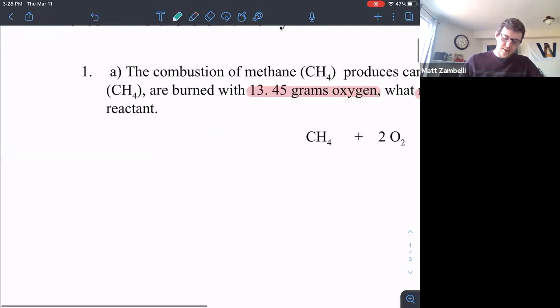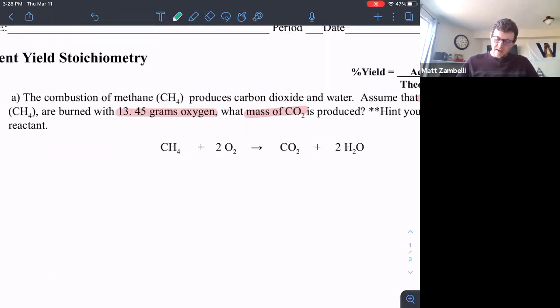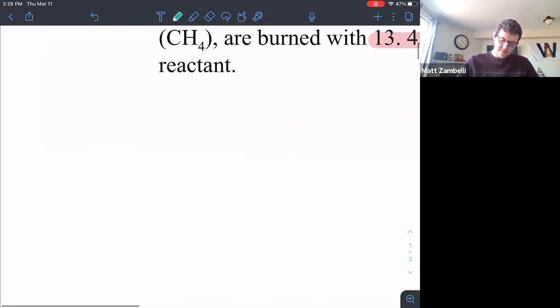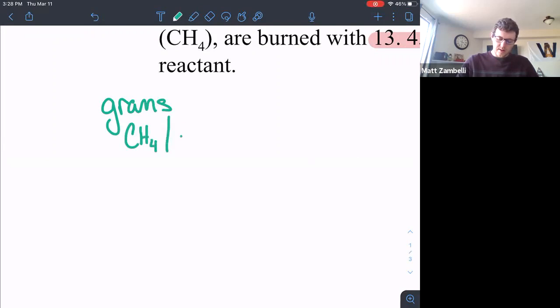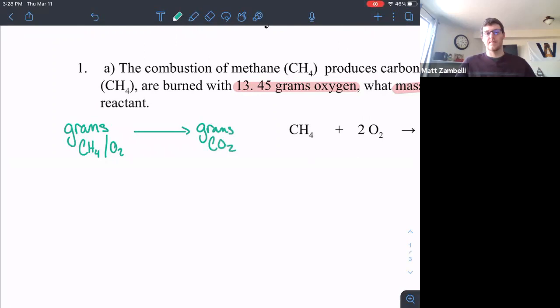If we were trying to write out what steps we wanted to take, we know that we're starting with grams of either methane or of oxygen, and we're trying to get to grams of CO2. Can we do that in one step, or do we need to figure out other steps in order to get there? And what would those other steps be?